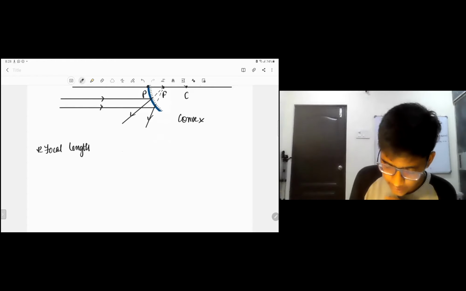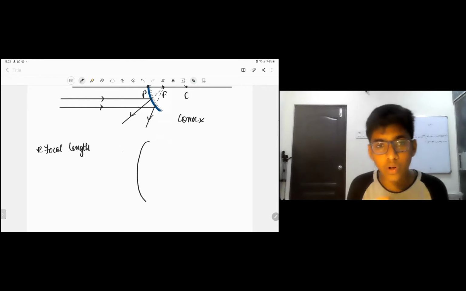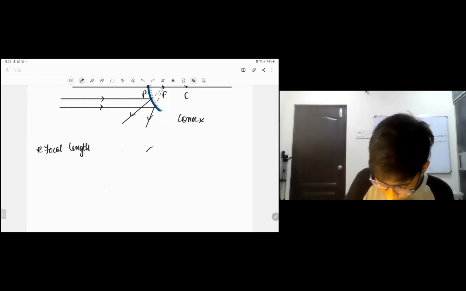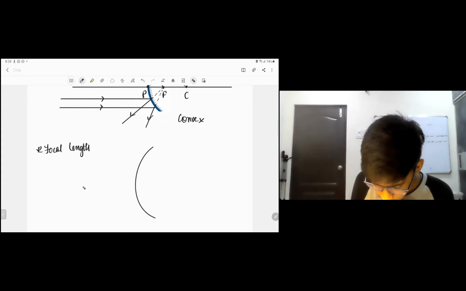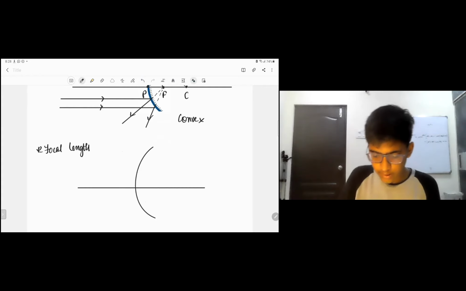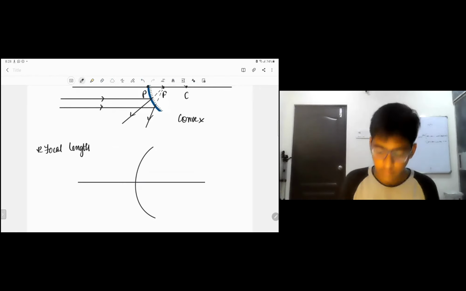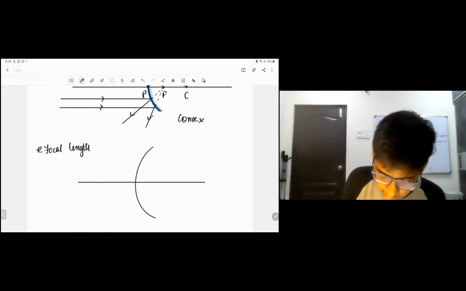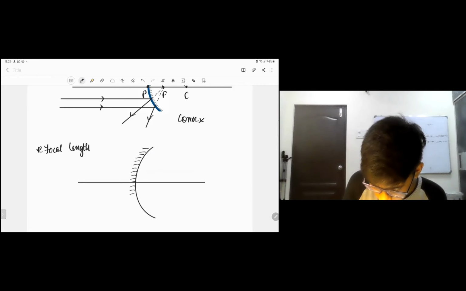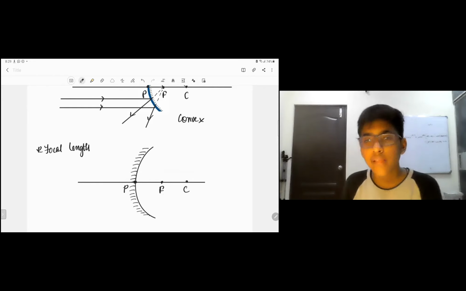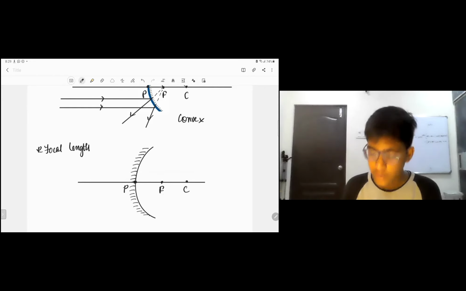Let me draw it on scale. So you are going to take a curve like this. That will be your mirror. Silvered this side, outer side. This is the pole. This is the focus. This is the center of curvature. This is the pole, this is the focus, and this is the center of curvature.